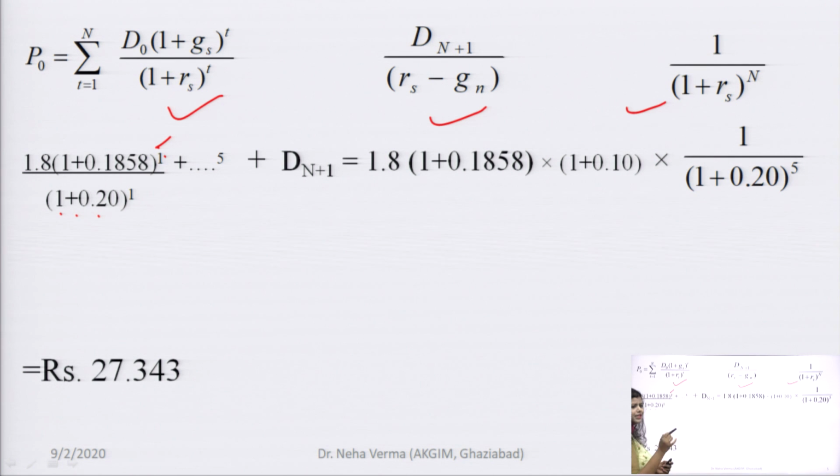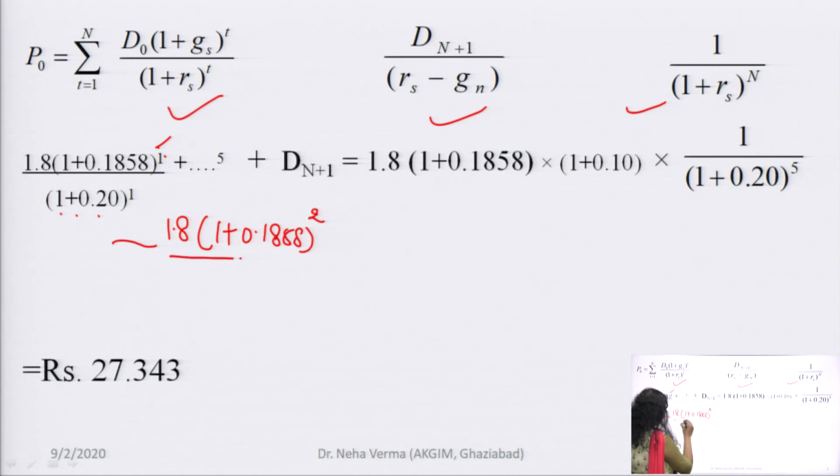For year 2, the same calculation will be done, and the value of power will become 2 from 1. So, let us just write the equation over here. It will be 1.8 times (1 plus 0.1858) to the power 2, divided by (1 plus 0.20) to the power 2.